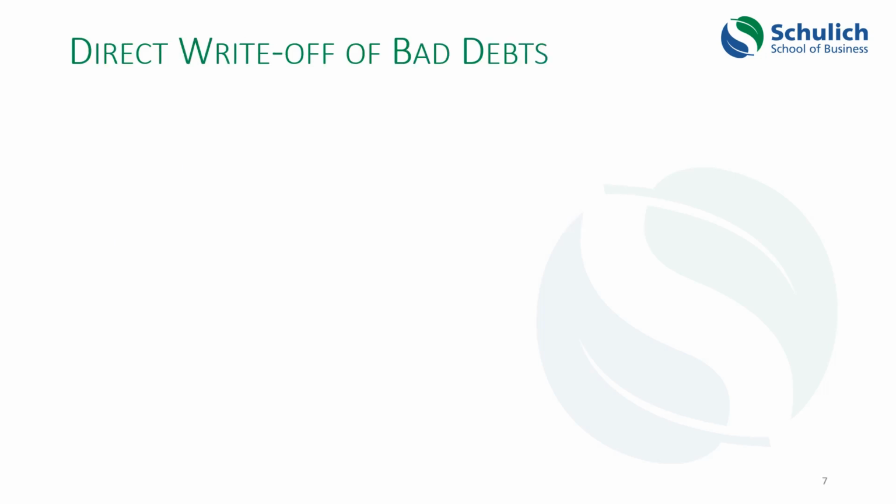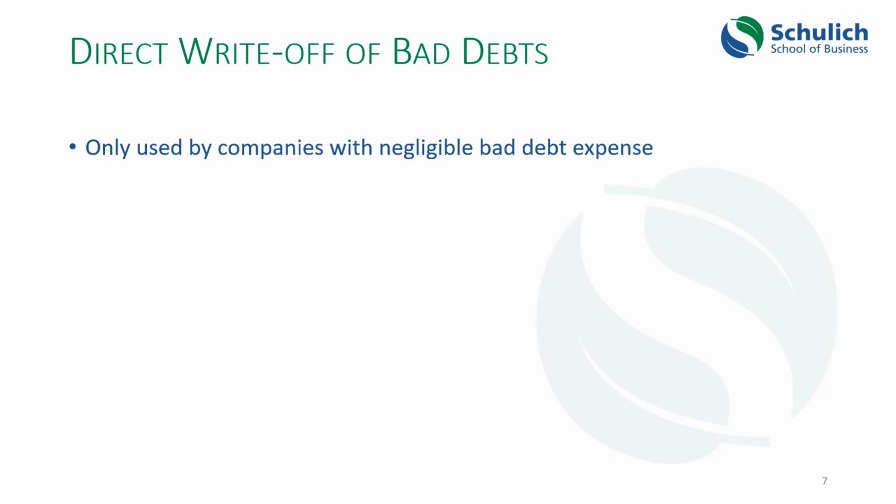Let's deal with the first issue. I'm going to talk about the direct write-off of bad debts. So this is the very basic method for handling bad debts from customers. The direct write-off method is so simple that it's really only useful to companies that have very negligible bad debt expenses. So if you've got a situation where you hardly ever sell on credit, or you sell on credit to customers who fortunately almost always pay you, then this method might be appropriate. Let's see how it works.